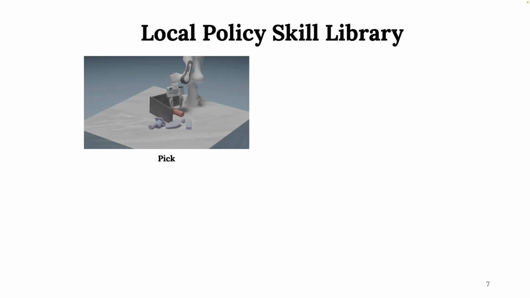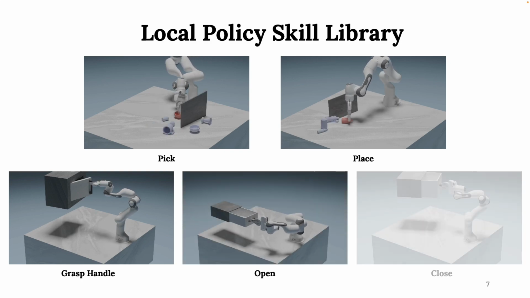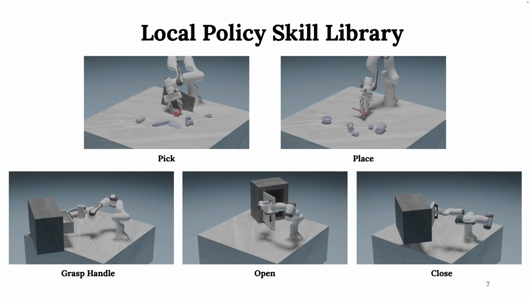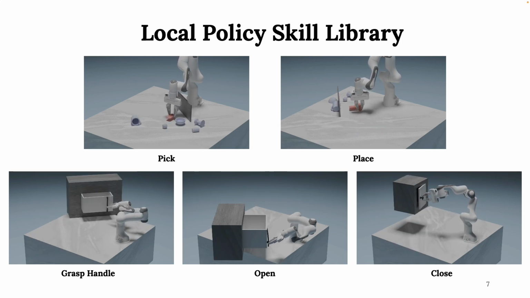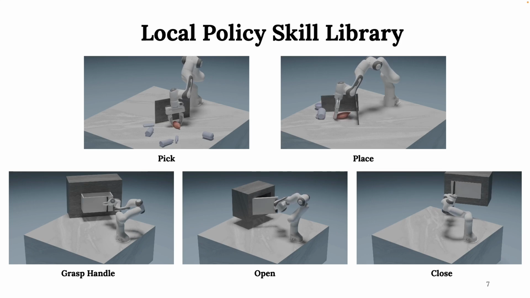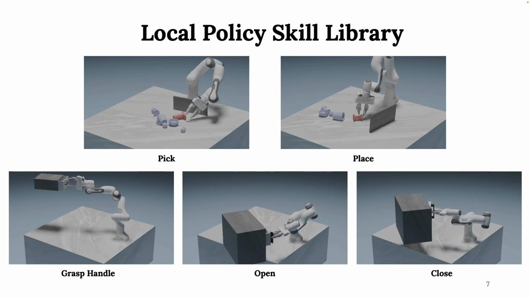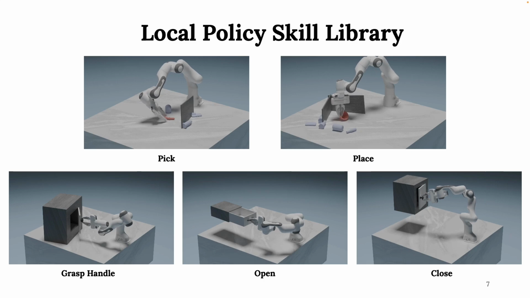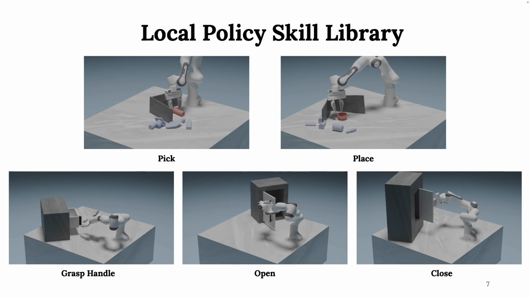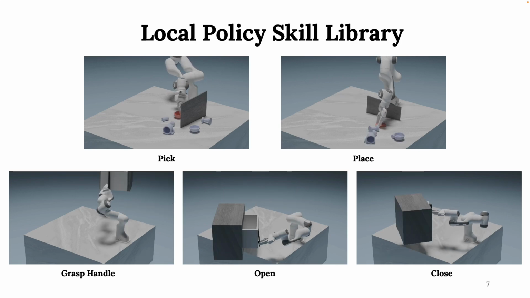To see our local policies in action, check out these videos of the pick, place, grasp handle, articulated object opening, and closing skills. For pick and place, we sample random clutter and distractor objects and encourage the agent to only interact with the target object, here shown in red. One thing to really emphasize here is that due to locality, we can make the simulation environments dead simple, but we can still generalize to complex, real-world scenarios. The reason this is possible is that we are invariant to global scene configurations, since we only observe things locally.